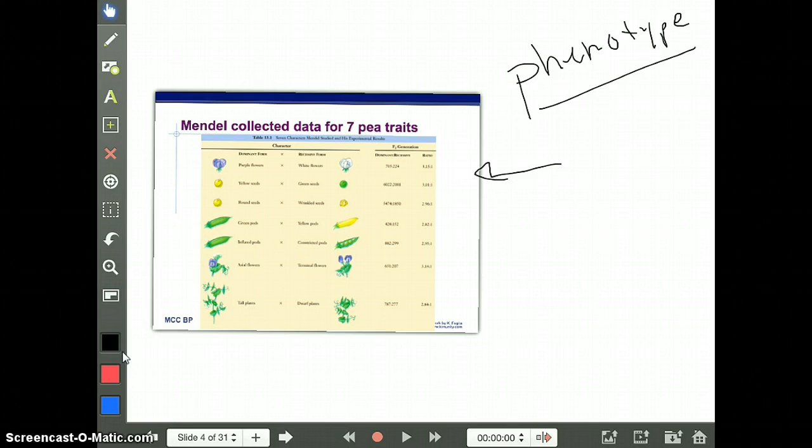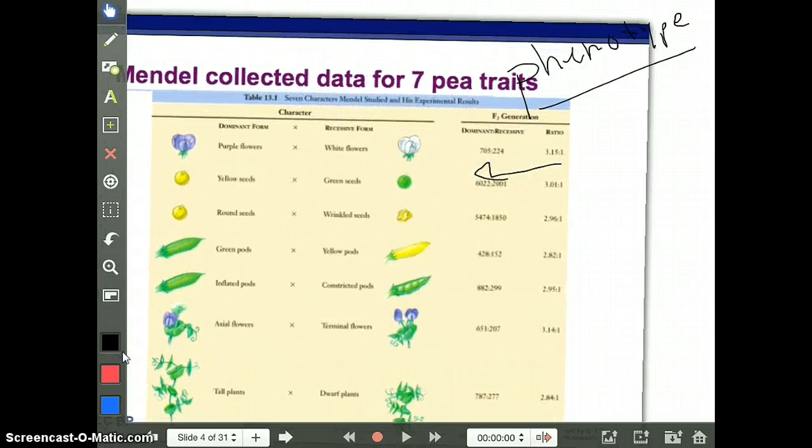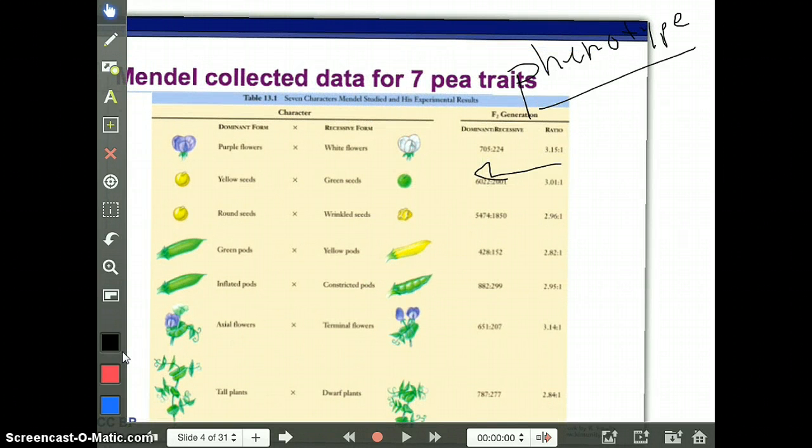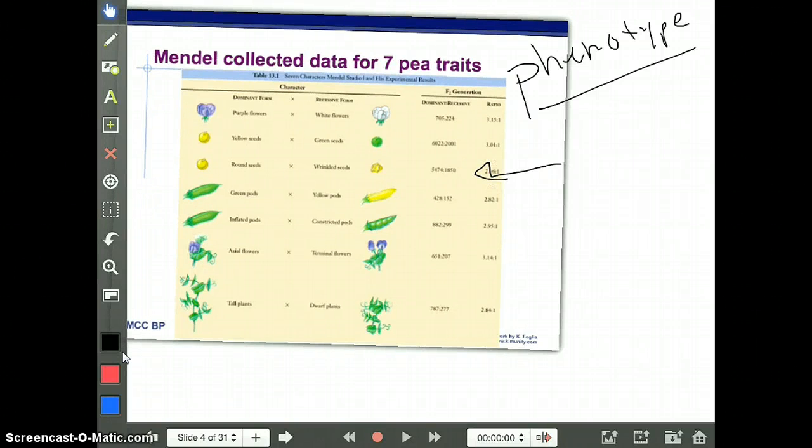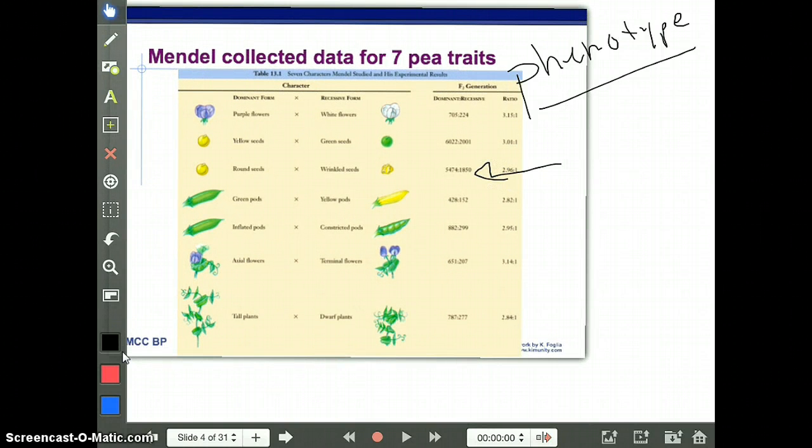And so the physical traits that we're looking at are the flower color, whether the flowers are white or purple, the seed color, whether they're green or yellow, maybe the shape. Are they round seeds or wrinkled seeds? Pod color, green or yellow, if they're inflated or if they're pinched. Axial versus terminal flowers, where are they going to be located? And if they're just tall or short plants. So these are all different examples of phenotypes that he would actually look at.